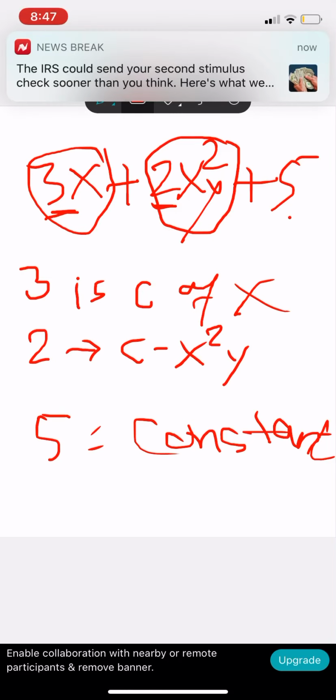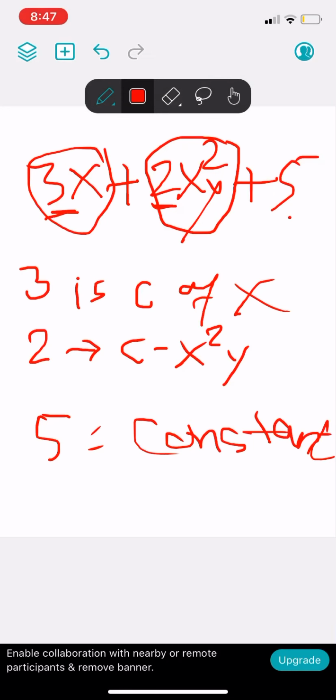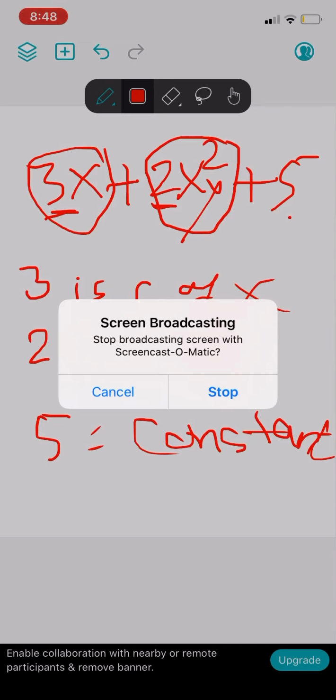Okay, so in an expression there can be more or less than two variables. Okay, if any numbers are in a term with variable, then those are called coefficient, and then the number by itself are called constant. Okay, this is it for this lecture.